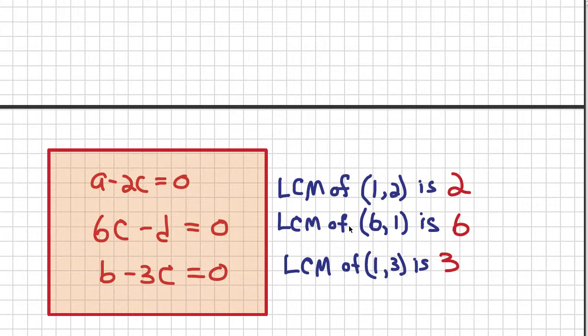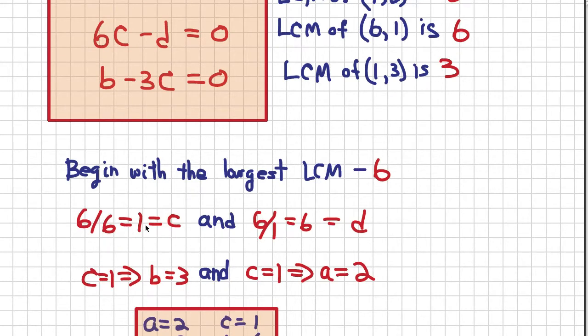So here's the equation with the largest least common multiple. I take the least common multiple and divide by 6, and that gives me the value of C. So that's 6 divided by 6 equals 1. That's the value of C. I take the least common multiple 6 and then divide by D, or divide by 1. That gives me the value of D. 6 divided by 1 should be, I don't know why that says B, whatever. 6 divided by 1 is 6, and that's the value of D.